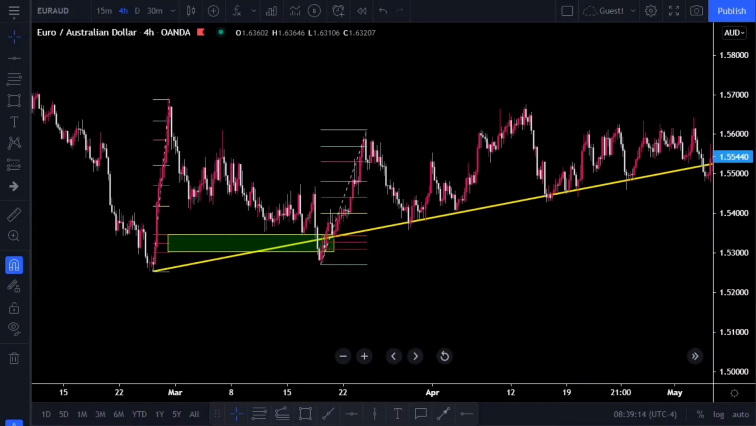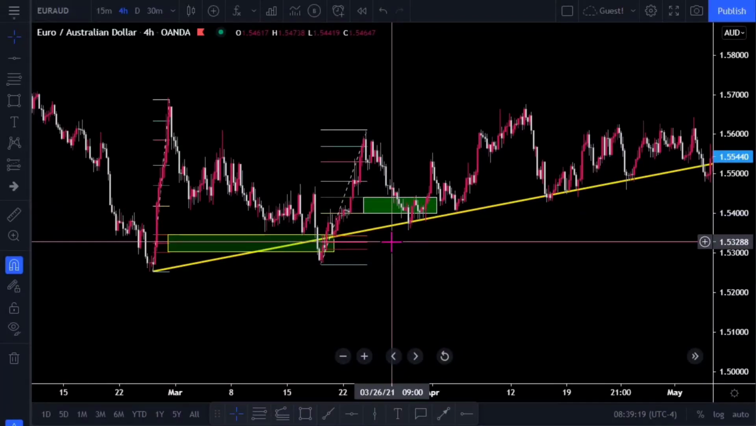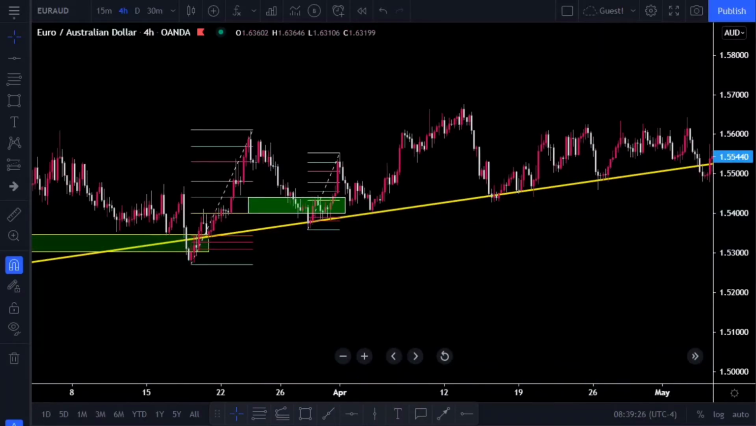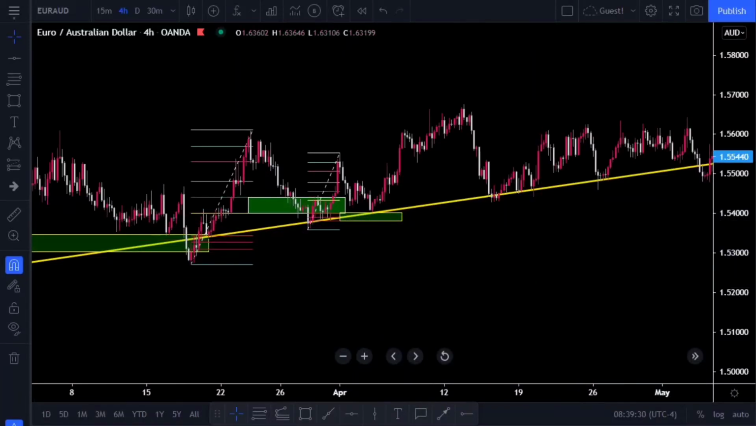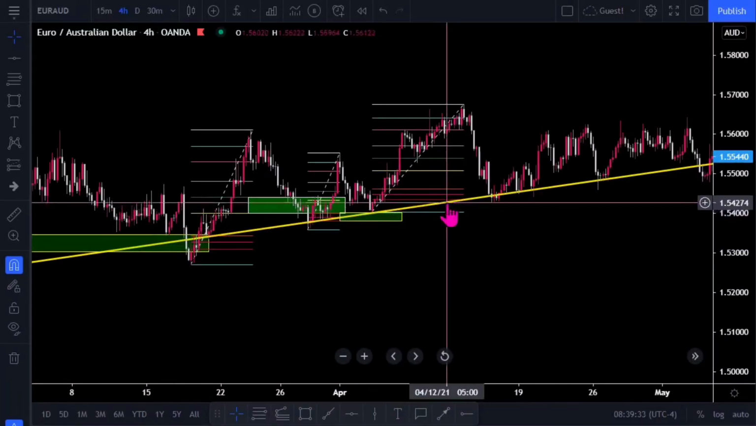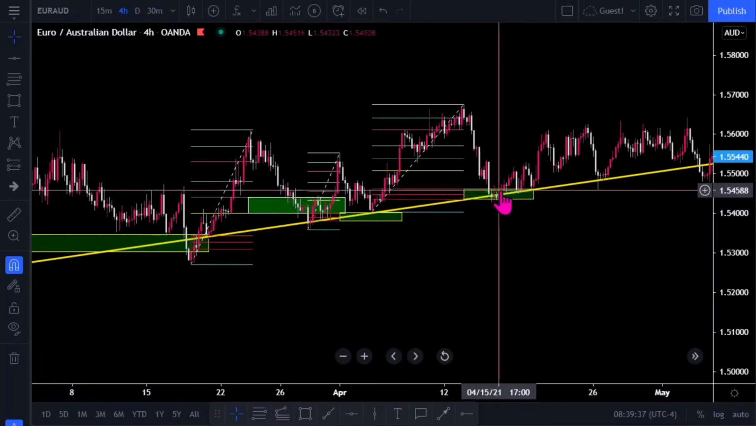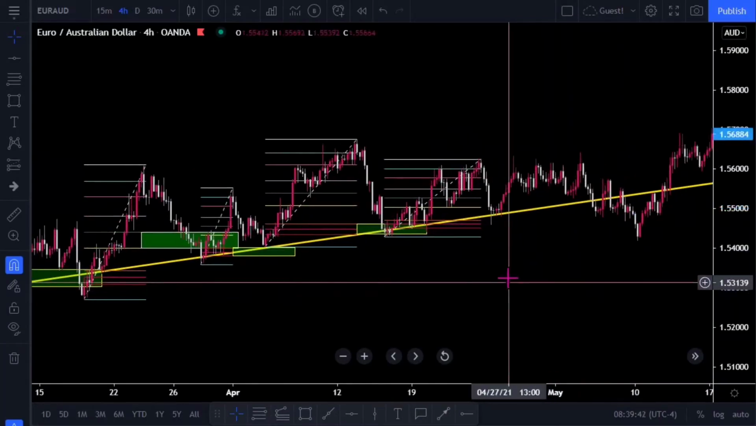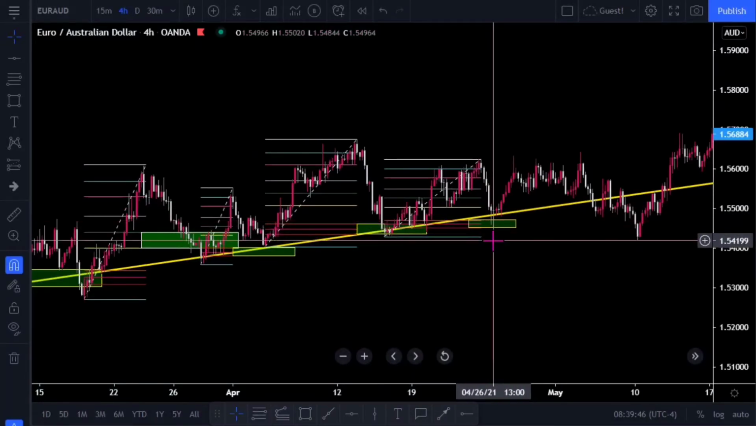Let's try another fib, right? If you took this entry, this was your stop loss, you never would have got stopped out, okay? Let's take a look at another one. If this was your entry, you never got stopped out, right? Even this one. If this was your entry, you never got stopped out. Okay? This is a good trending market. If this was your entry, you never got stopped out.